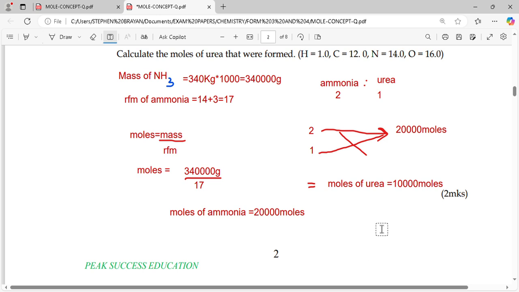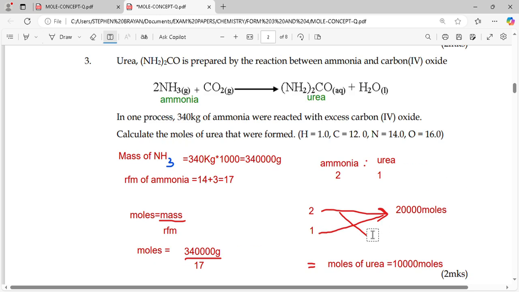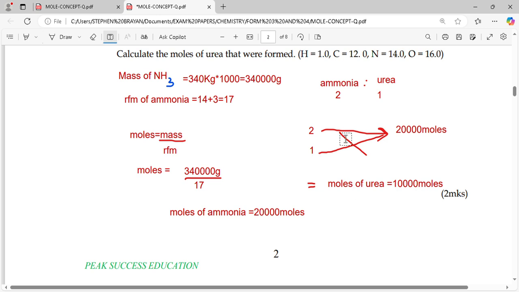You can see this question is very interesting, and that's why I told you, before you solve this question, you must ensure that you have used all these values that you are provided with here. So now we have our number of moles of urea. This is very important, learners.